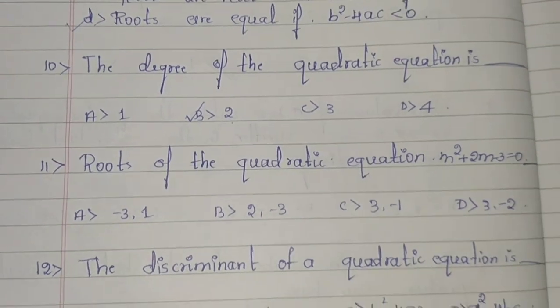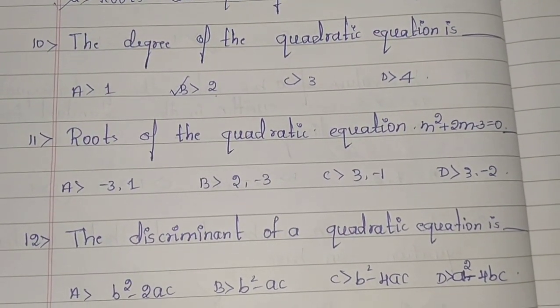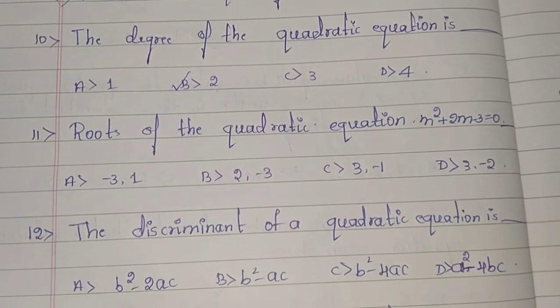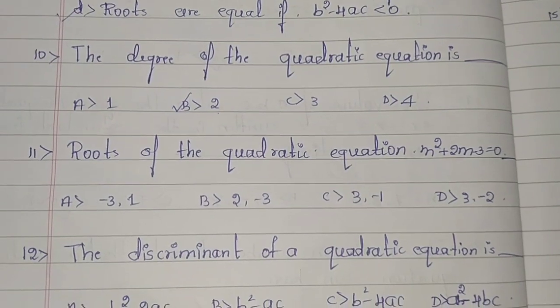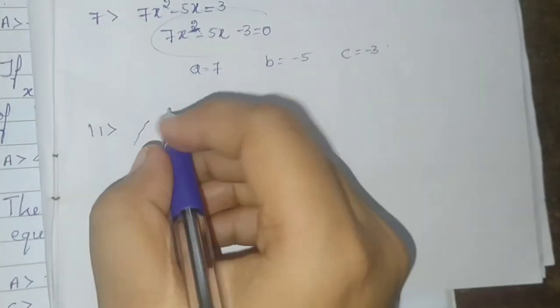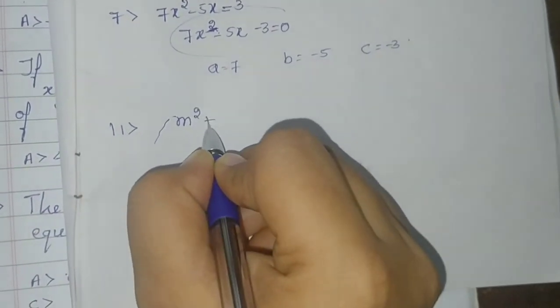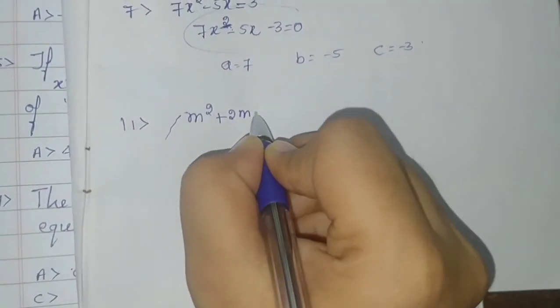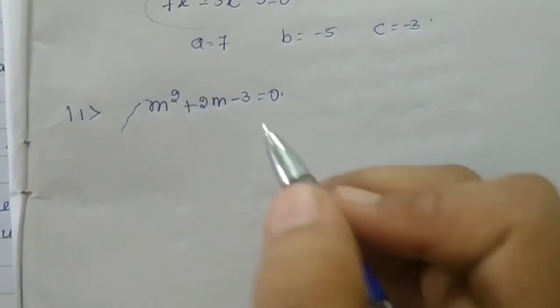Okay, so next thing is roots of the quadratic equation m square plus 2m minus 3 is equal to 0. So you have to find the roots of this quadratic equation. So now we will see 11th question. So the 11th solution we will see, that is nothing but the roots of the quadratic equation m square plus 2m minus 3 is equal to 0. Okay. So now we will see this.